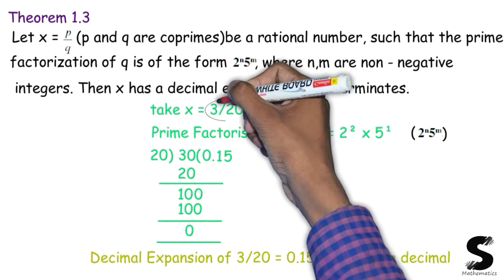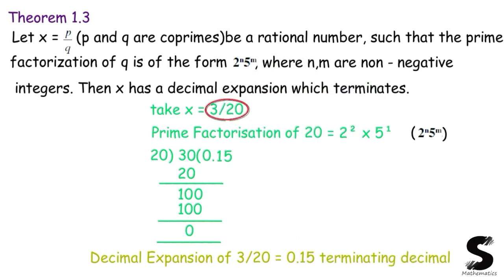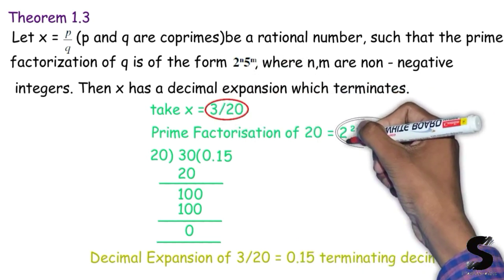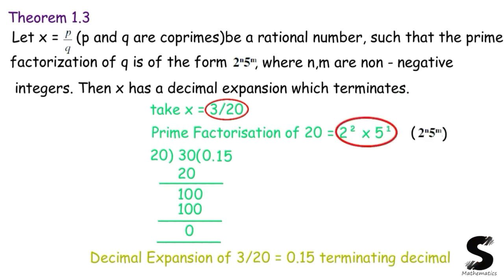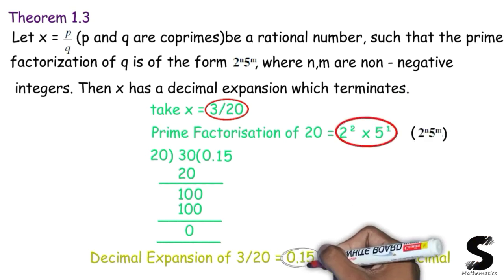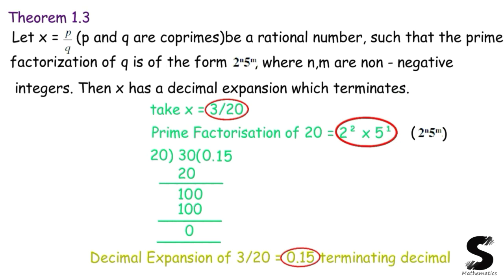Let's correlate the example with the statement. Take a rational number 3 by 20. The denominator is in the form of 2 square into 5 power 1, that is 2 power n into 5 power m. Hence we got the terminating decimal expansion of the rational number.